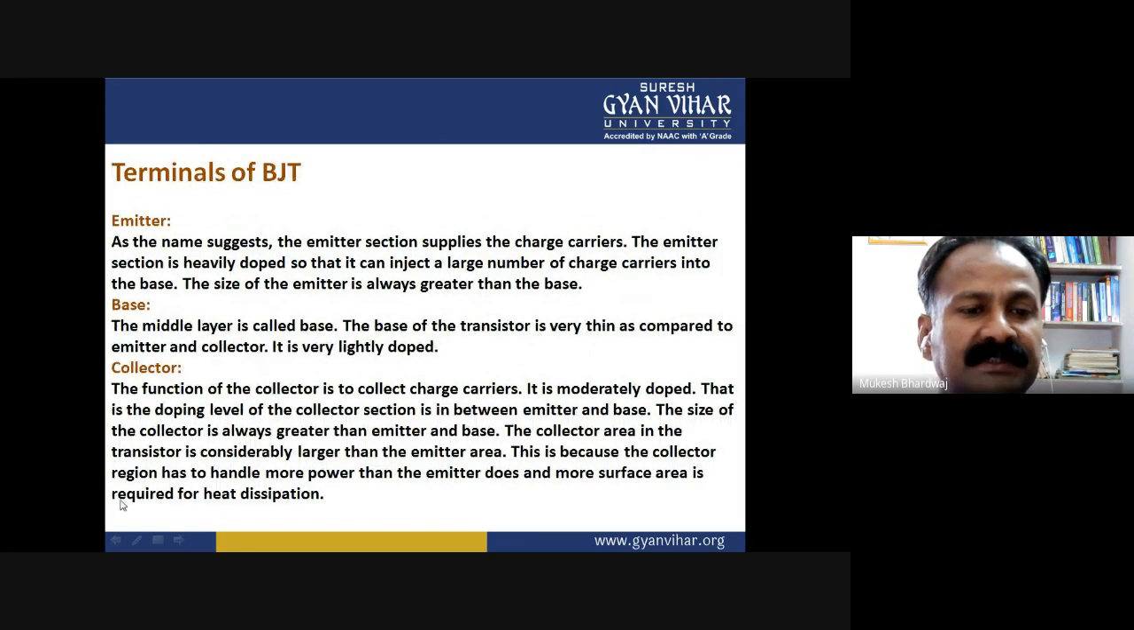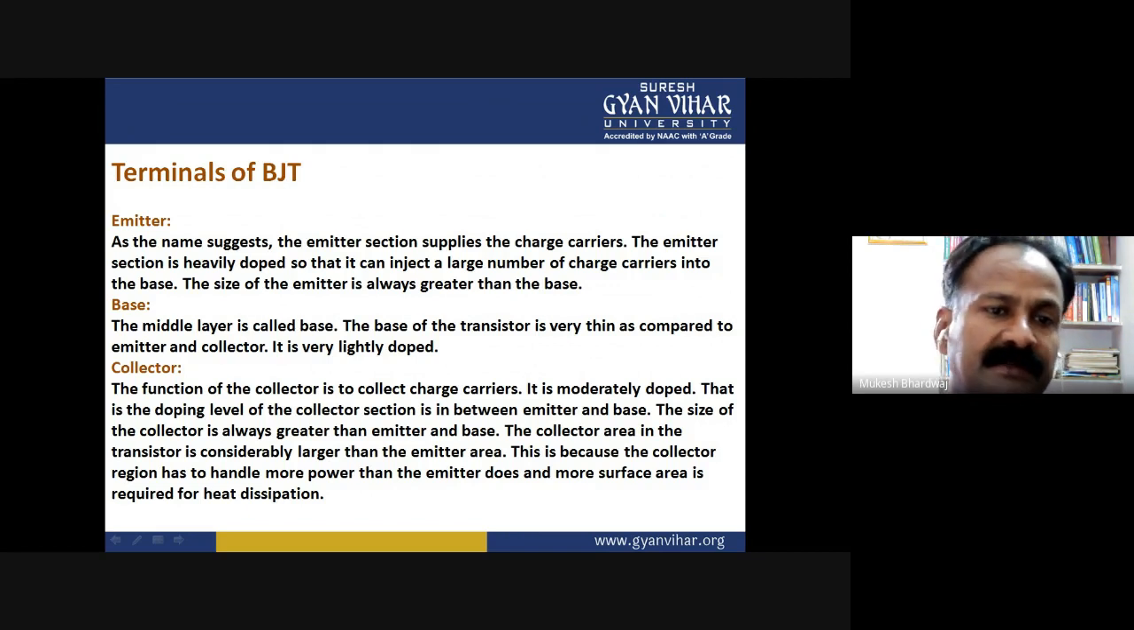Terminals of BJT. Emitter: as the name suggests, the emitter section supplies charge carriers. The emitter section is heavily doped so that it can inject a large number of charge carriers into the base. The size of the emitter is always greater than that of the base.